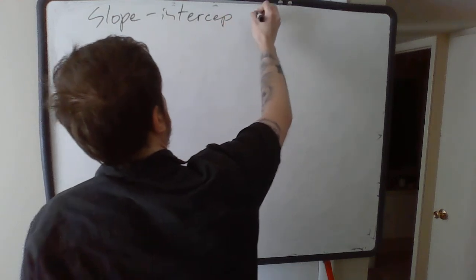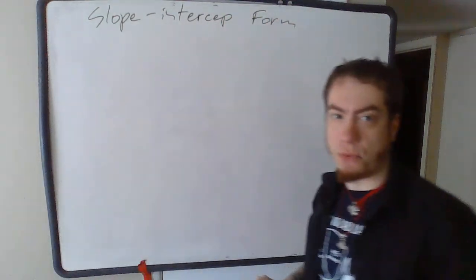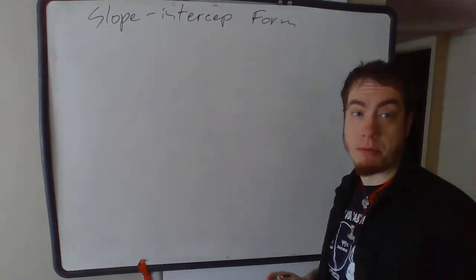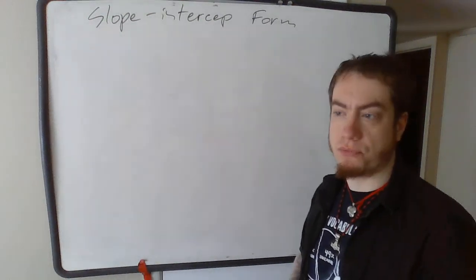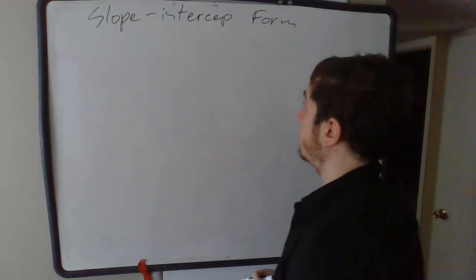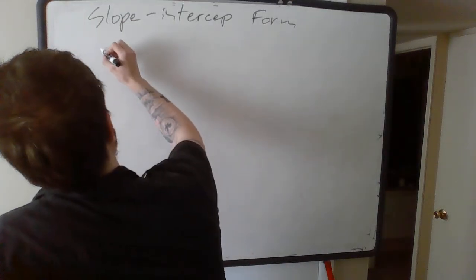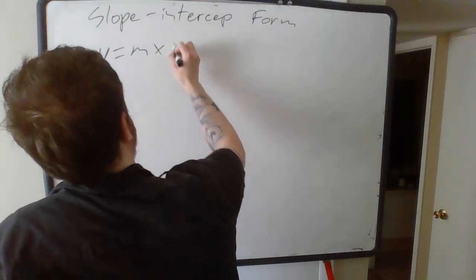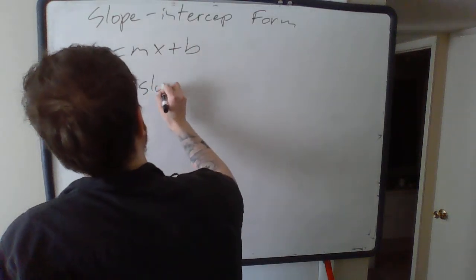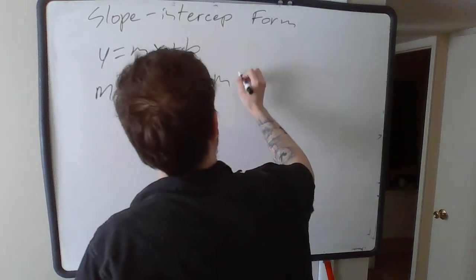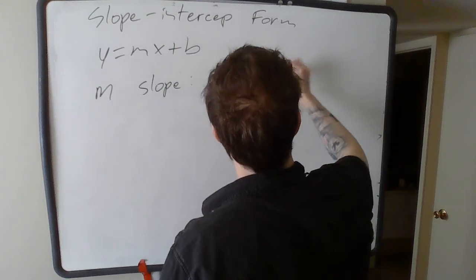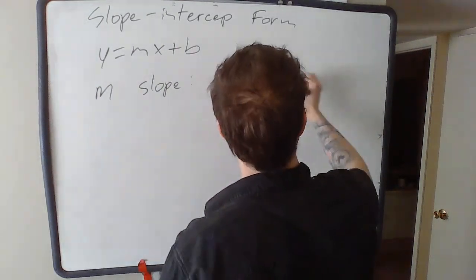slope-intercept form for a line. And the slope-intercept form, which a lot of you guys probably have seen before, and this might be the form in which you are most familiar with lines, looks like this. y equals mx plus b, where m here is the slope, and that means that we can compute m by computing the change in y divided by the change in x.